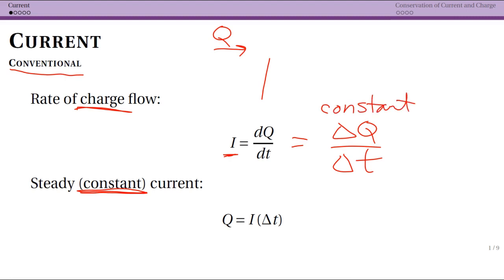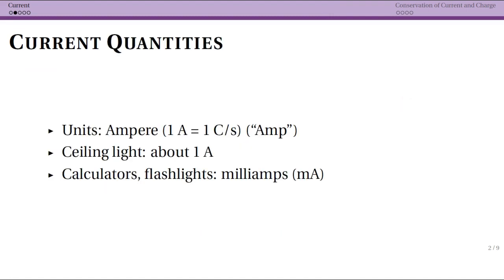Once we have that, we can obviously rearrange and get this new equation, where you can think about this as delta Q or just Q. So this is just a definition of conventional current, which is going to be charge flow. Note that we are going to be defining this as positive charge, which will make this a little confusing.